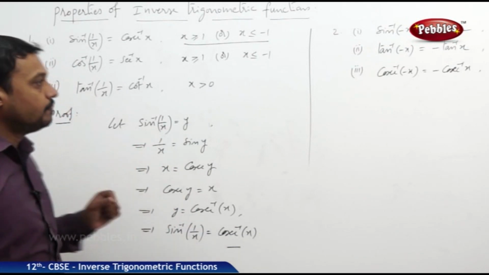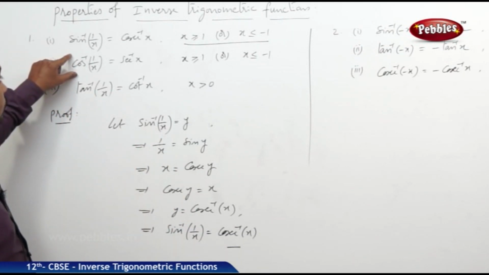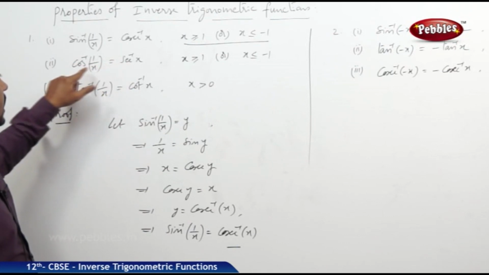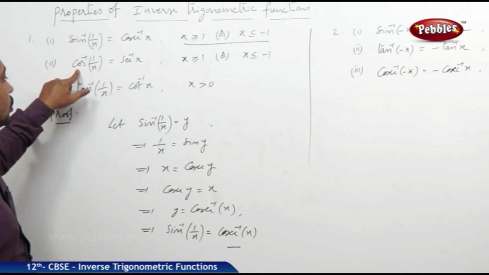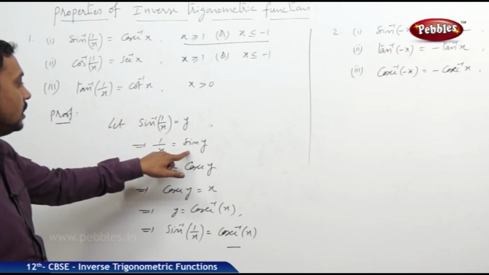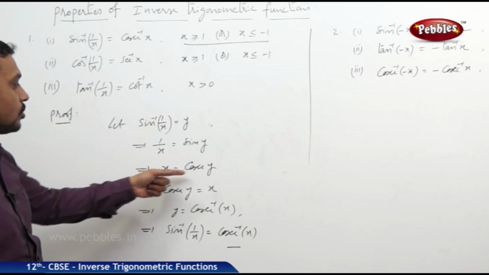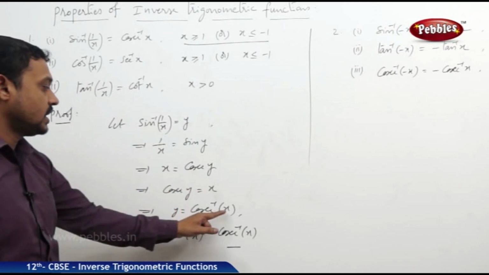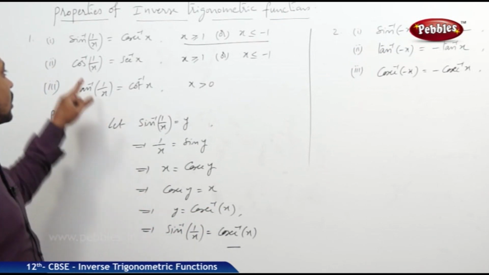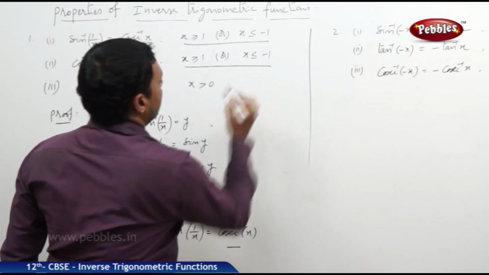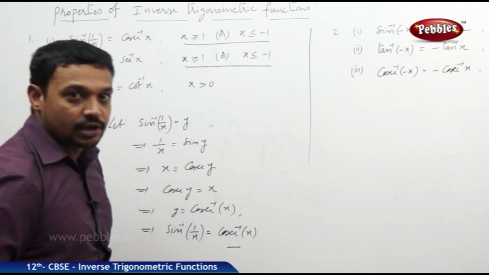In the same way, we can prove cos inverse 1 by x is equal to secant inverse x by taking cos inverse of 1 by x is equal to some y. Then 1 by x is equal to cos y. While taking reciprocals, x is equal to secant y. Secant y is equal to x. Therefore, y is equal to secant inverse x. So finally, cos inverse 1 by x is equal to secant inverse x for every x greater than or equal to 1 or x less than or equal to minus 1.